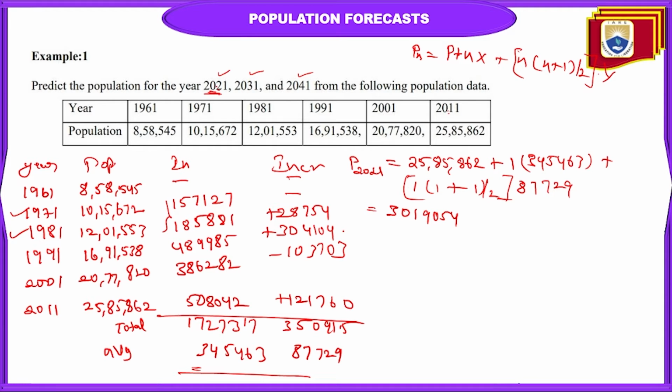So similarly, if you want to calculate the population in 2031, it is equal to again the same 25,85,862 plus. Here the only difference is that it is 2, because now we are calculating for 2031. 2011 is our reference value.